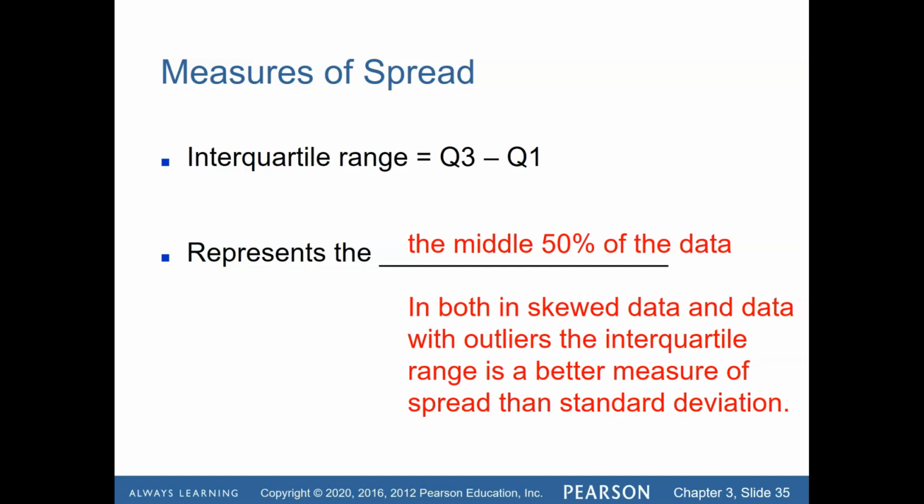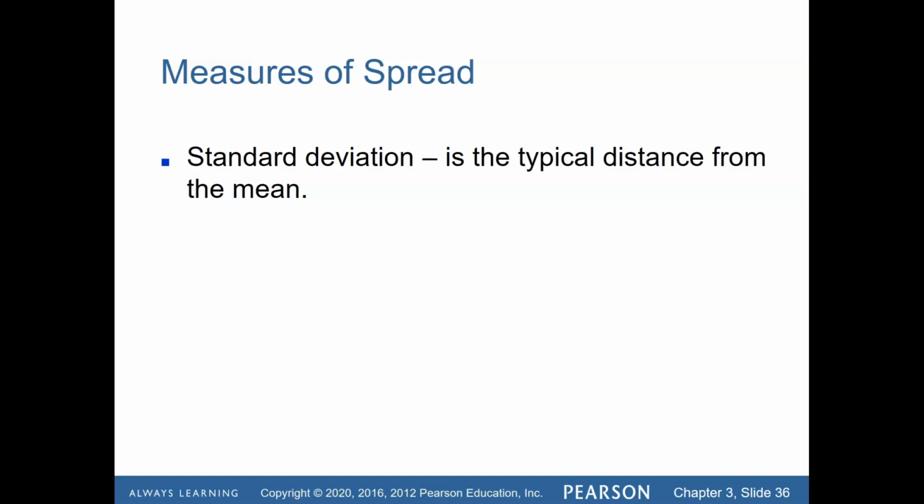And in both skewed data and data with outliers, the interquartile range is a better measure of spread than the standard deviation. The reason we want to use the interquartile range when you have skewed data or outliers is because the standard deviation is the typical distance from the mean. So if you have outliers or skewed data, the standard deviation is pulled towards the outliers or towards the skewed side of the graph.